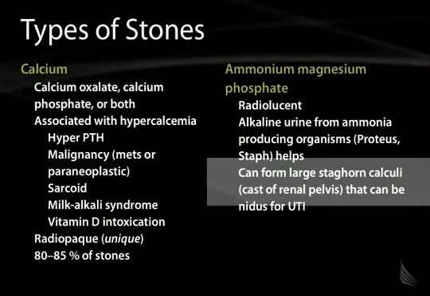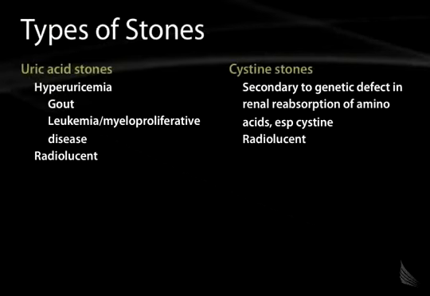The characteristic type of stone that you see in this disease are these large staghorn calculi, which are basically casts of the renal pelvis that form within the kidney itself. The problem with these is they're very difficult to pass because of their large size. A couple of different types of stones that you can see.